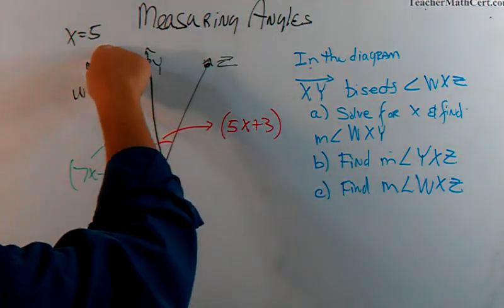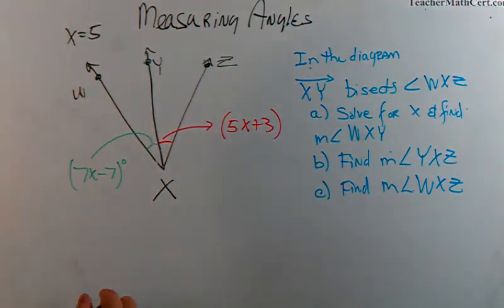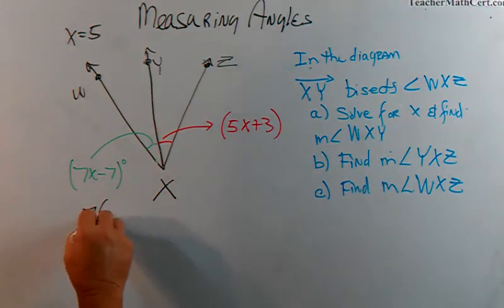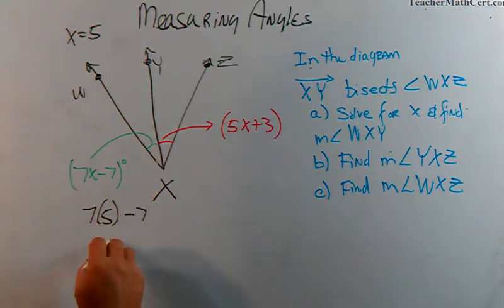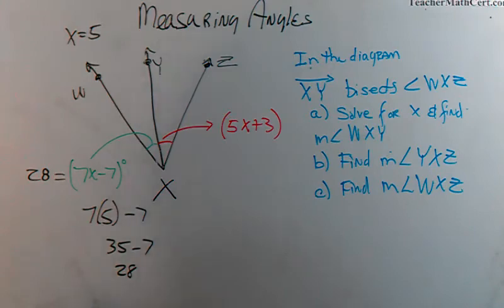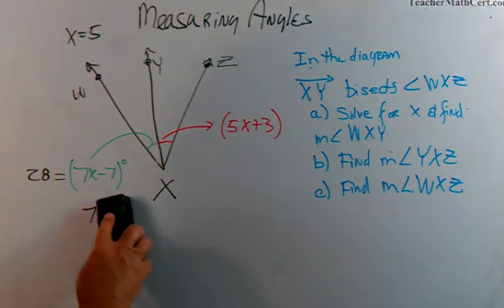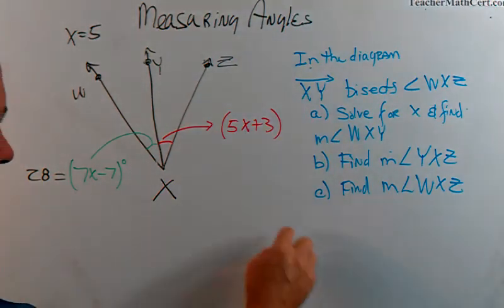WXY. Okay, so we've solved for x, so we just have to plug it in here to find out what WXY is, right? So we've got 7 times 5 minus 7, that's going to be 35 minus 7, that's going to be what, 28? Okay, so this guy right here is going to be equal to 28. So that means these guys are equal. This side is going to be the same thing, right? So we're looking for 28 on the right side also.